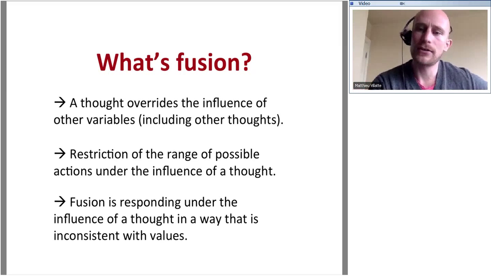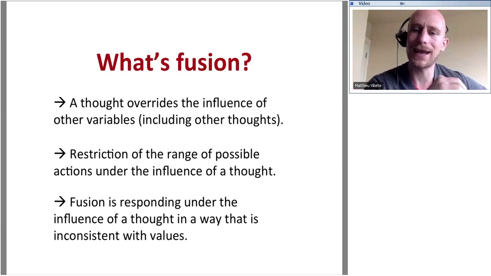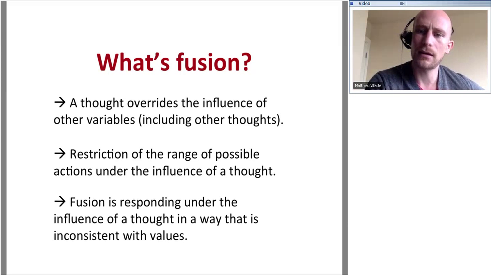And the last main aspect of fusion is the loss of contact with values. So it's not just that I act upon a thought over other sources of influence. It's not just that my action is limited in terms of flexibility. It's also that my response is inconsistent with my values. So acting upon that thought with certain rigidity, loss of flexibility, takes me away from my values.